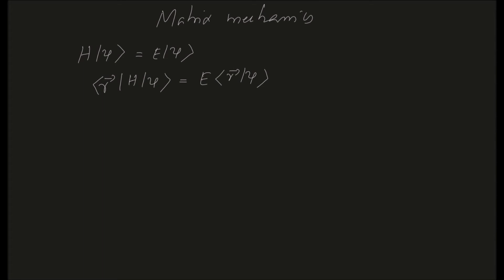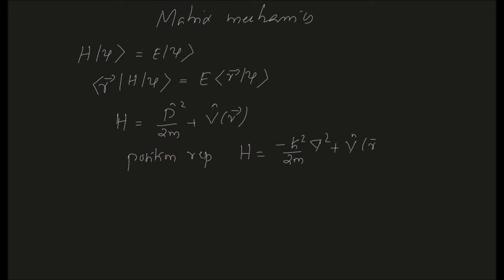into psi, and the Hamiltonian, as you know, is given by the form p square by 2m, the momentum operator, plus the potential energy operator. And in position representation, you know that the momentum operator has some particular form, so this Hamiltonian can be written as minus h cross square by 2m del square plus V of r.